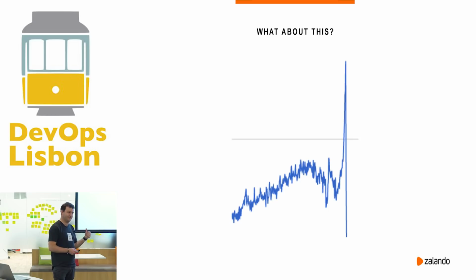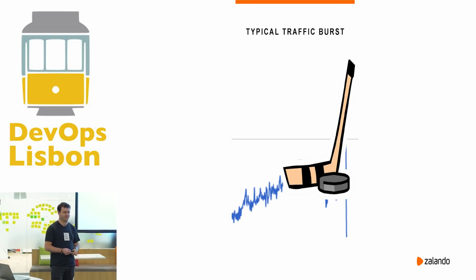And why is this important? When such a traffic burst happens in your systems, and I'm sure that if you run stuff in production, you already went through this, sometimes bad things happen. Cascading failures, everything stops working. And then it takes a lot of human work to get those things back into production.